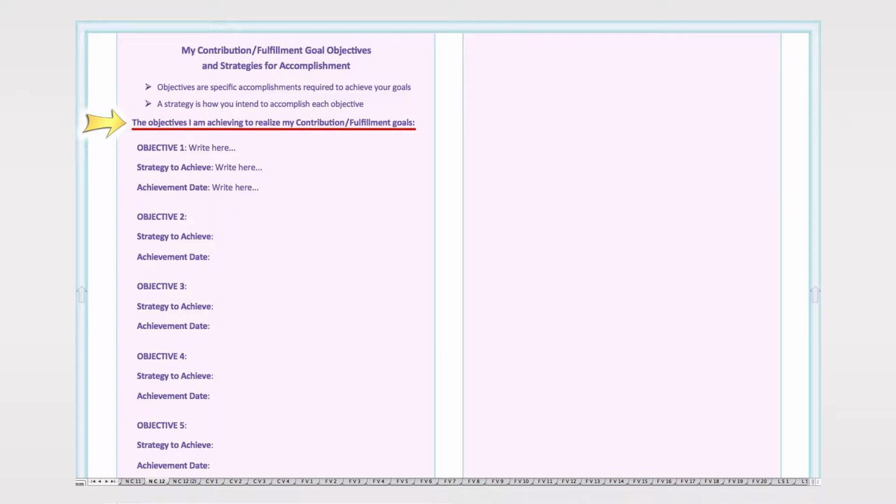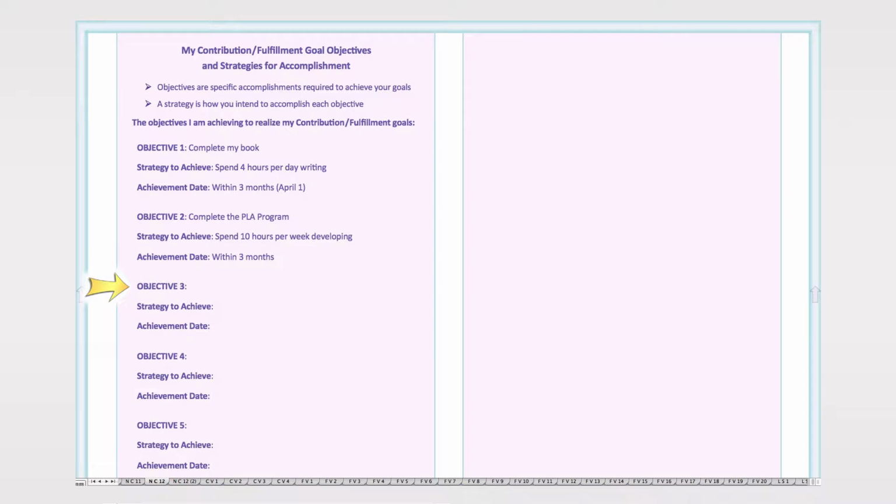So my main objectives were: 1. Complete my book. My strategy to achieve this was to spend 4 hours per day writing. My achievement date was within 3 months, or in this case, April 1st. Objective 2 was complete the PLA program. The strategy to achieve: spend 10 hours per week developing, achievement date within 3 months. Objective 3 was complete the HCR website. The strategy to achieve: list and organize all that is required to achieve this. Achievement date: the organization list within 7 days, and the website complete within 45 days.